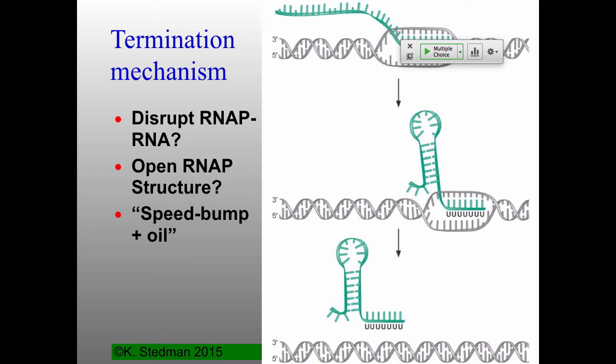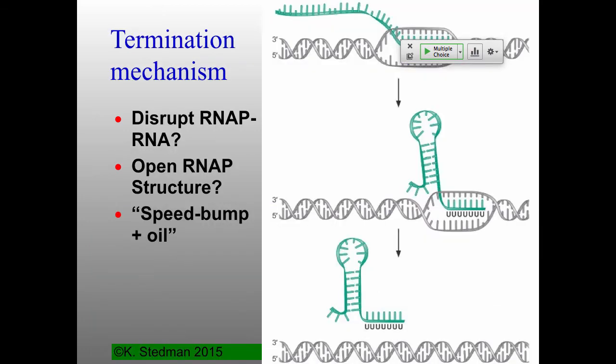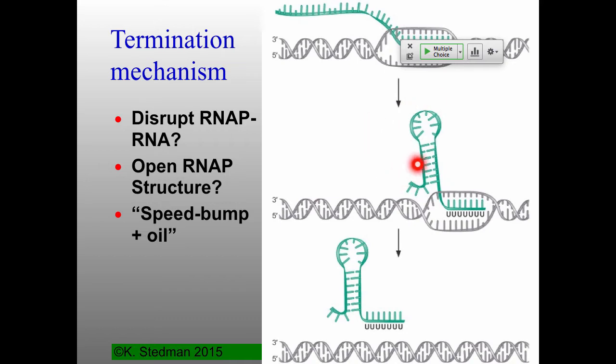So the speed bump here is an RNA structure which forms in the RNA as it's being made, a stem loop structure where the newly made RNA can bind to itself. And then the oil is this whole stretch of U's. Why a whole stretch of U's? Because U's and A's only make 2 hydrogen bonds, as opposed to G's and C's, which make 3. So it's a relatively weak interaction.